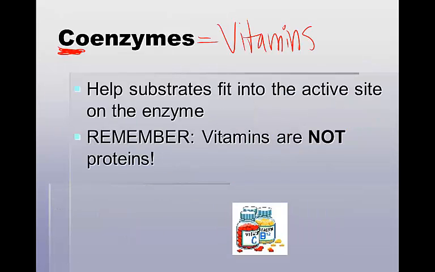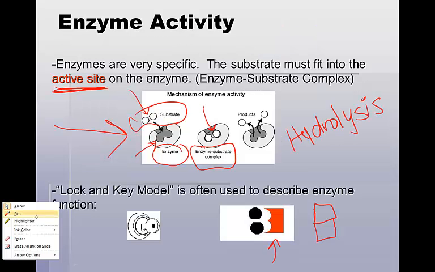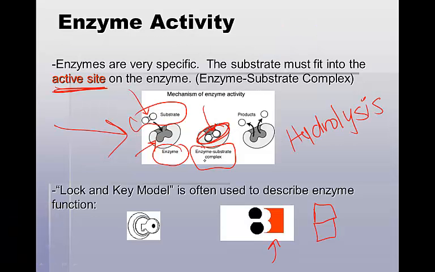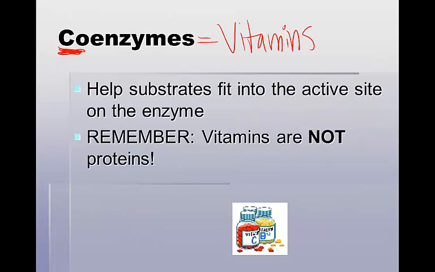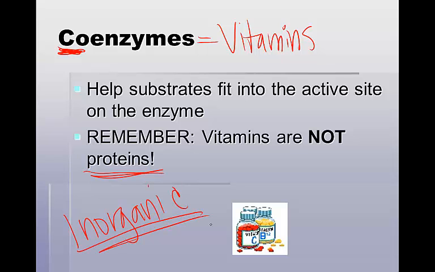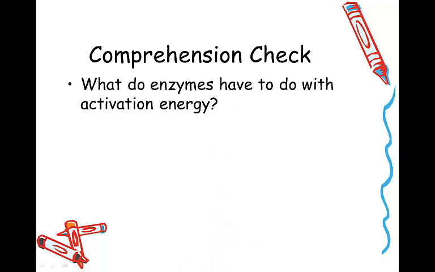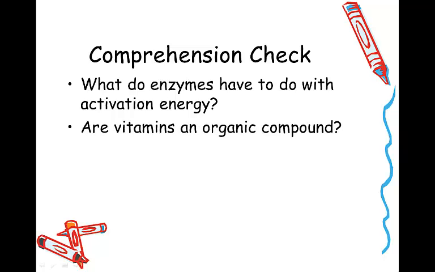Coenzymes would sit right in here, and they would help those two pieces to click together better. So remember, the vitamin is not the protein. The enzyme is the protein. The vitamin is an inorganic compound that's helping the two come together. Inorganic compounds are still important. So enzymes lower our activation energy, allowing reactions to happen at our body temperature. And vitamins are not organic. They're inorganic, but they're still important to help your body function well.